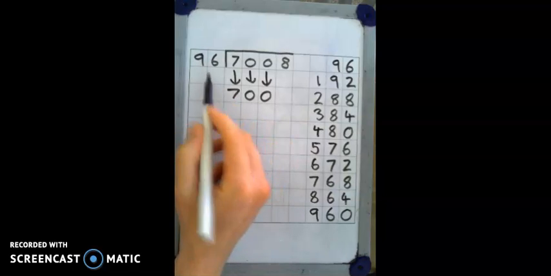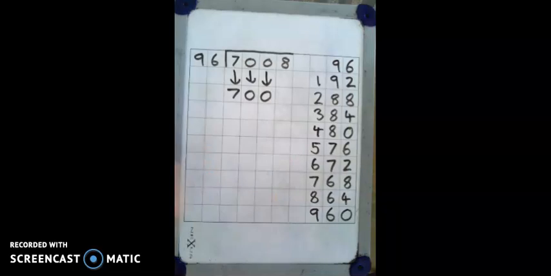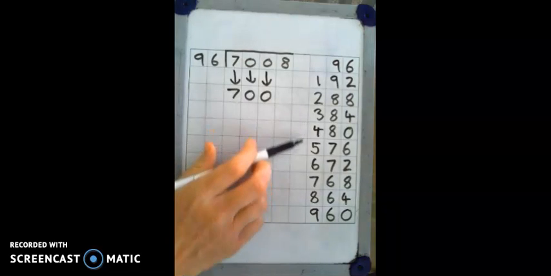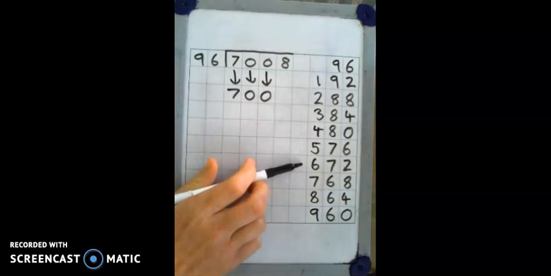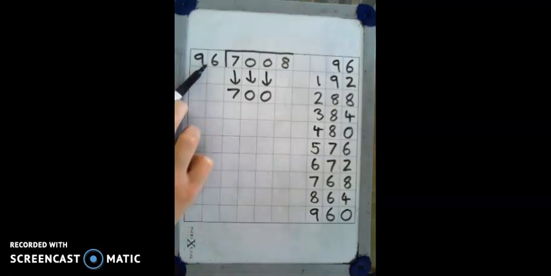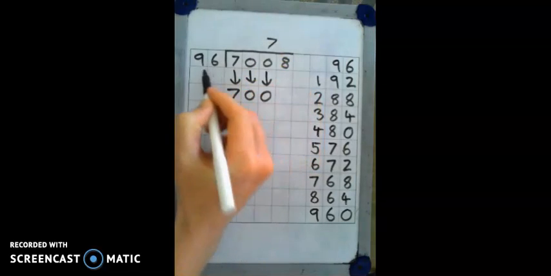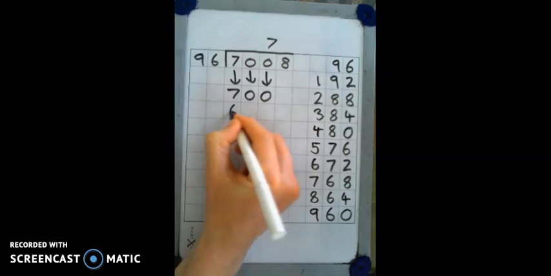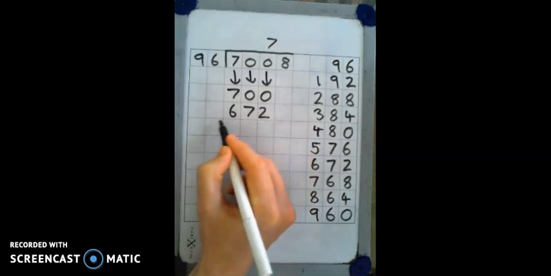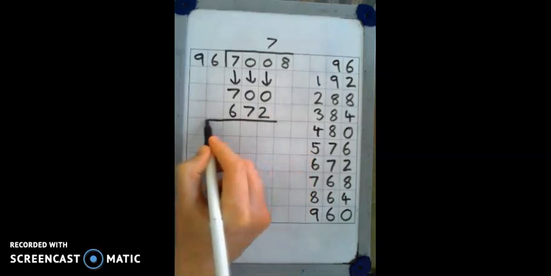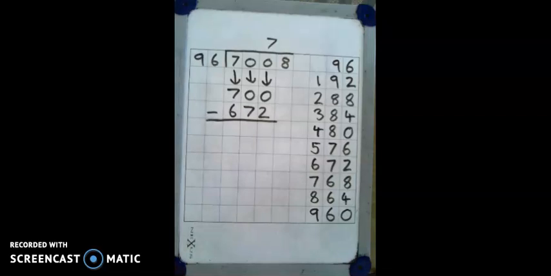Are there any 96s in 700? Yes, there are. Let's find the nearest but under number. And it is this one. 7 times 96 is 672. We've done the divide and multiply step. Now let's do the subtract step.